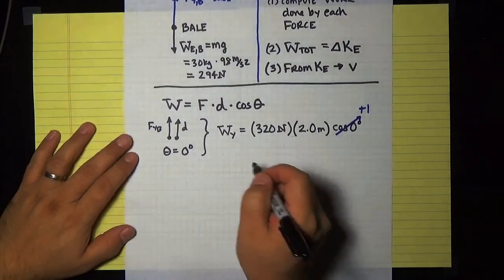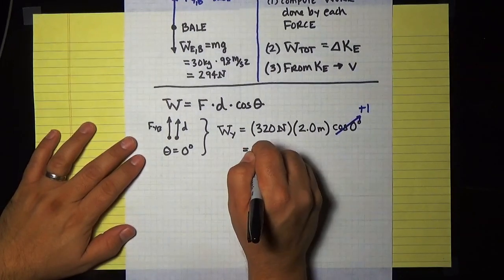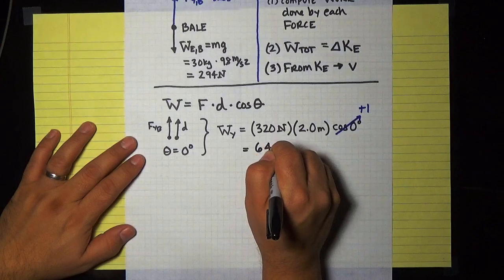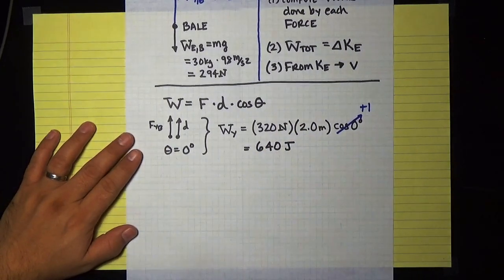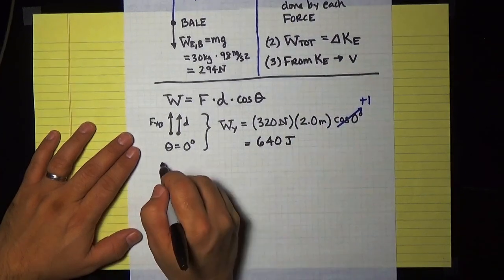And so if I work that all out, I see that you do 640 joules of work on the bale.